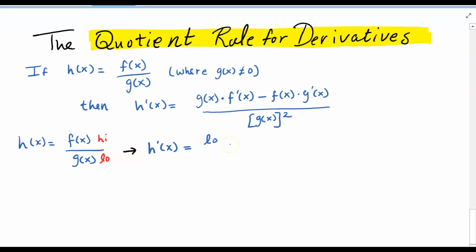low, which is the function on the bottom, d high, which is the derivative of the top. So low d high minus high, which is the function on the top, times d low, which is the derivative of the bottom, over low low, which is the function on the bottom squared or multiplied by itself. So low d high minus high d low over low low. One more time, say it with me now. Low d high minus high d low over low low.